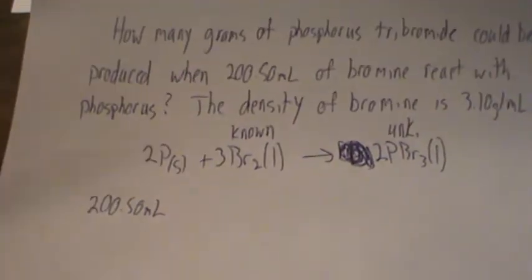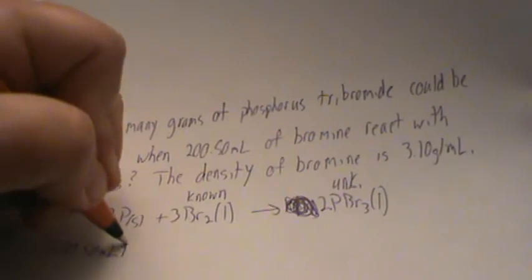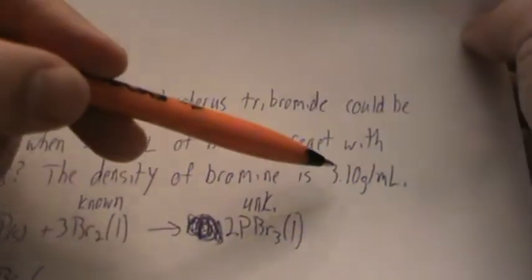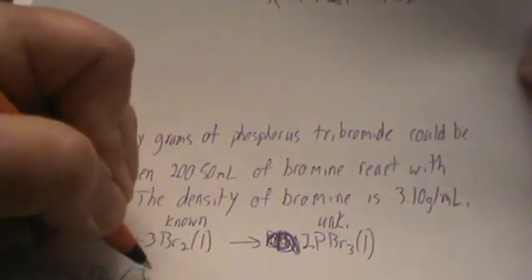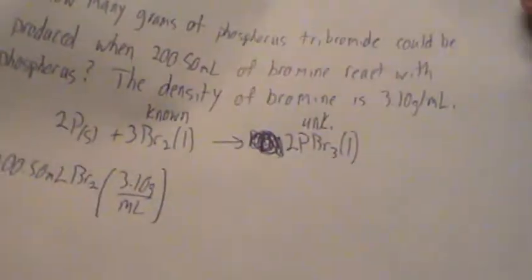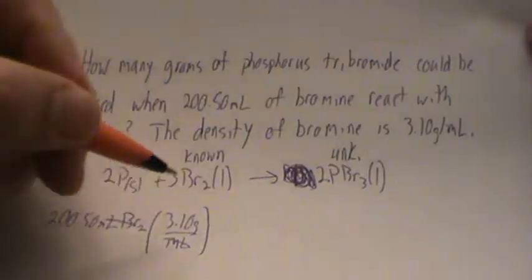Okay, we're going to start with the amount of our known, so 200.50 milliliters of bromine. And then once again, like what we did up here, we're going to take our volume and multiply by the density. Volume multiply by density. 3.10 grams per milliliter. Volume of our known gets canceled out. Now we're in grams of known.